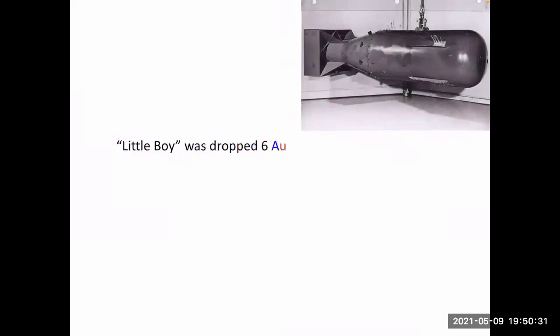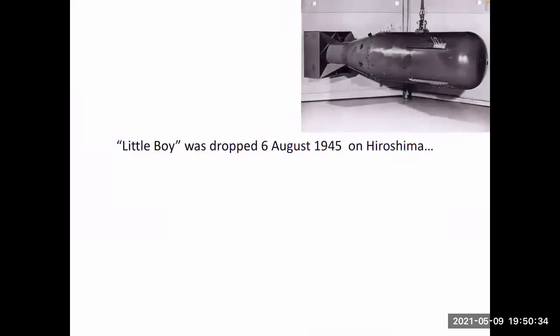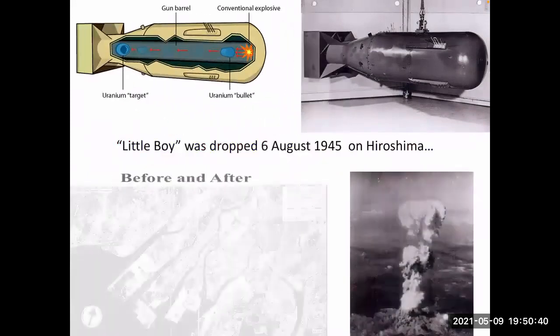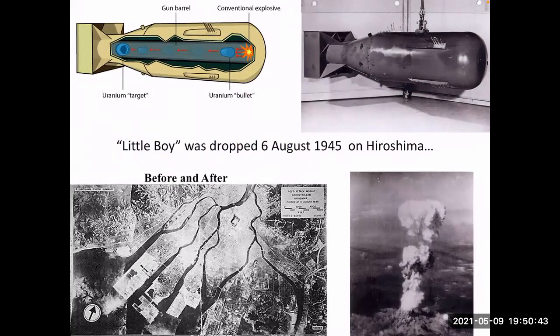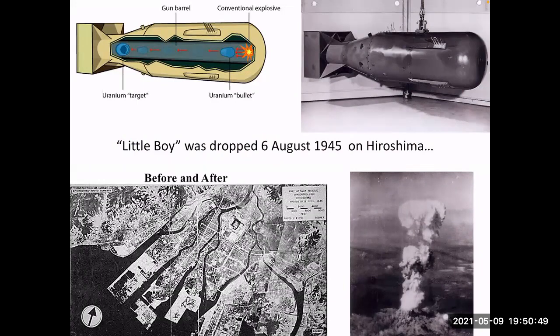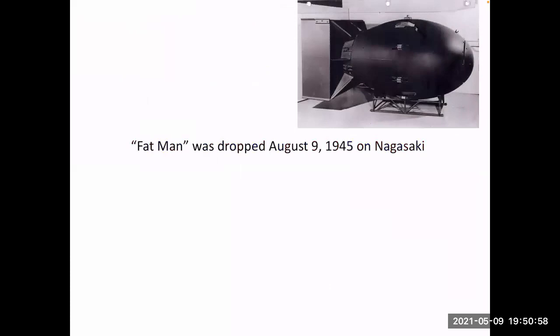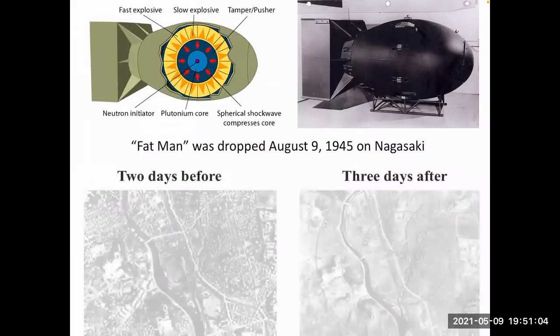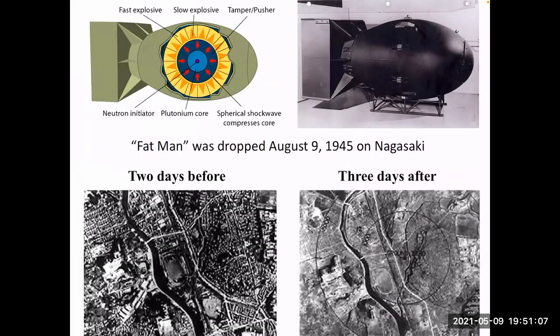So after the Trinity test, they came with the 2 nuclear bombs. Little Boy was dropped on Hiroshima on August 6th of 1945. This is showing you the before and after pictures. So you can see it went from what looked like a normal city to virtually nothing. Everything was kind of wiped out. Fat Man was dropped on Nagasaki on August 9th, 3 days later, in 1945. Again, this is showing you the before and after. It went from looking like a normal city to virtually nothing.